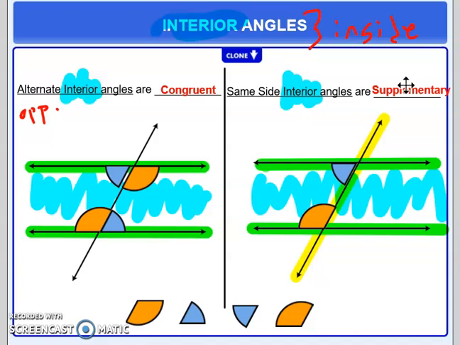Now, I didn't need to choose those two specifically. I could also have chosen this orange angle and this blue angle. Right? These are both still same side of the transversal. They're on the right-hand side, and they're both on the interior.